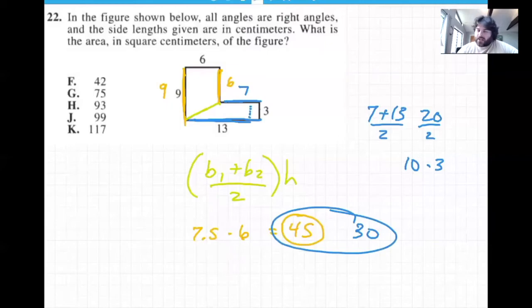So I know that's not the way you want to work it normally, but it is good practice to do those trapezoid area problems. But either way you work it, add all your little pieces together to get your total area of your composite figure. And the answer choice G, 75, is the correct answer choice.